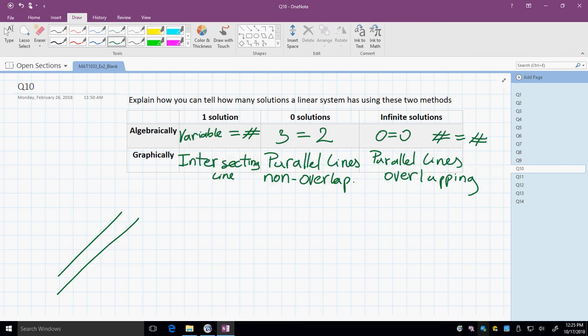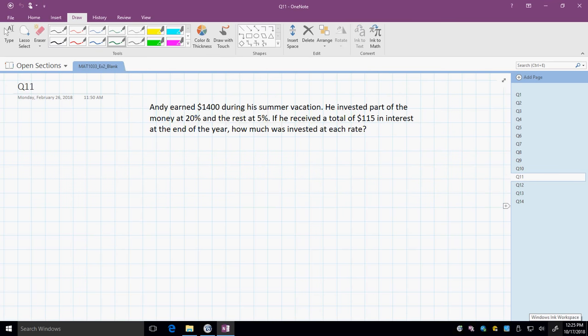Number 11. We're going to go now for the word problems. Andy earned $1,400 during the summer. He invested part of the money at 20% and the rest at 5%. If he received a total of $115 in interest at the end of the year, how much was invested at each rate?